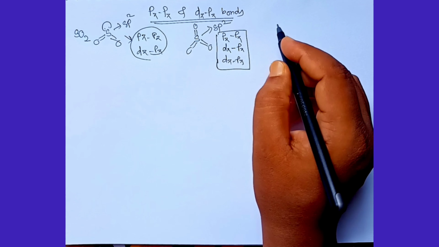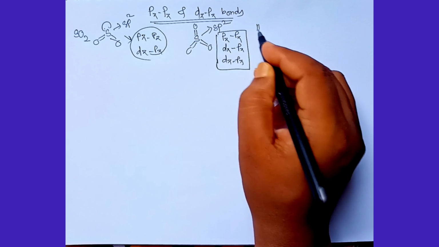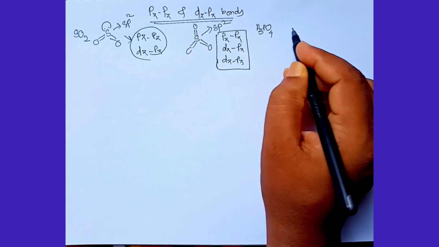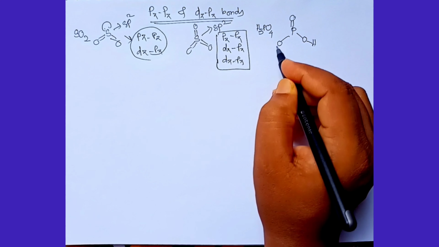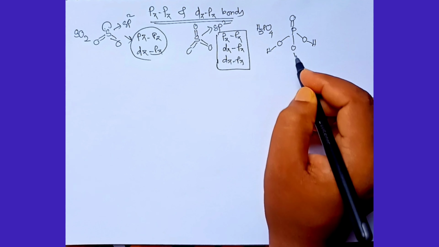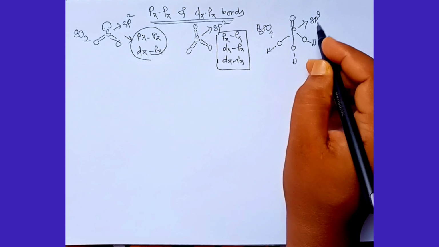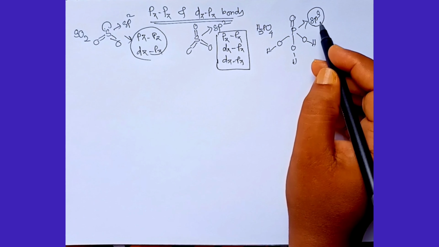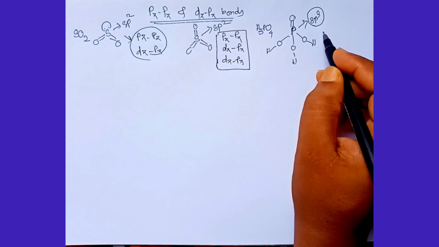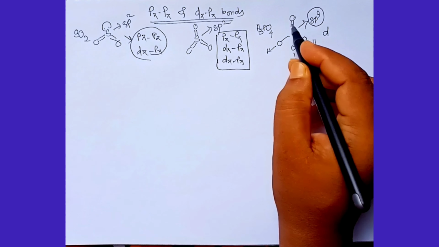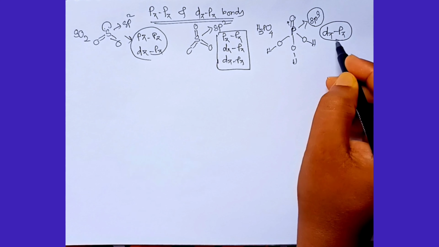Now take the example of H3PO4. How will the structure be? P=O, OH, OH, OH. Now the hybridization is sp3, so all the p orbitals are utilized, so the vacant d orbital over phosphorus is used, so the pi bond will be d pi p pi.